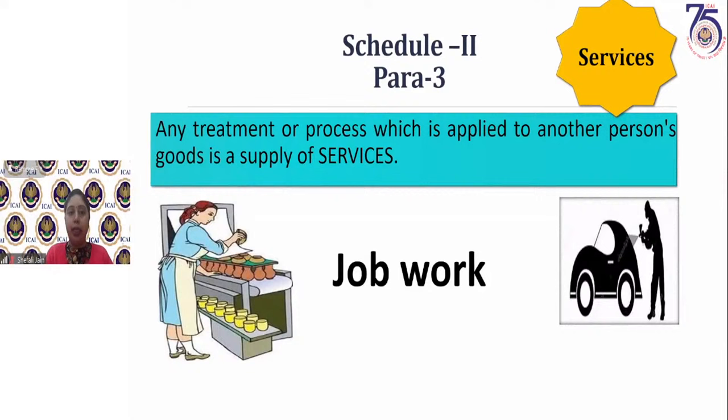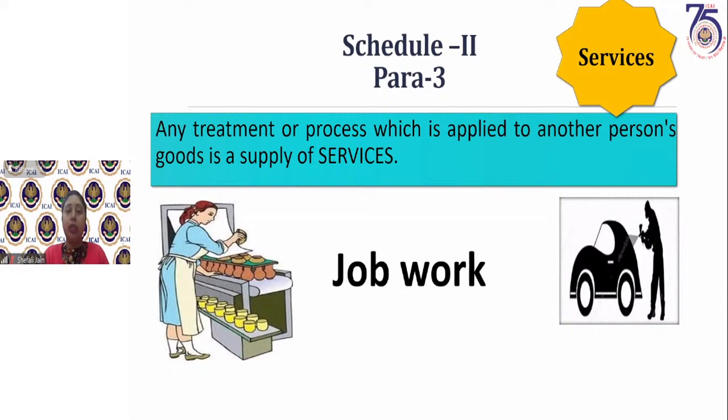A car manufacturer has manufactured the body of the car. Then painting is done by some other person. He has sent the chassis or the body of the car to some outside person, who paints that car. Or some other small parts are being manufactured at other places or by some other person. So they are actually carrying out a treatment or process on his goods, and they are termed as job workers. So this job work is actually a supply of service.